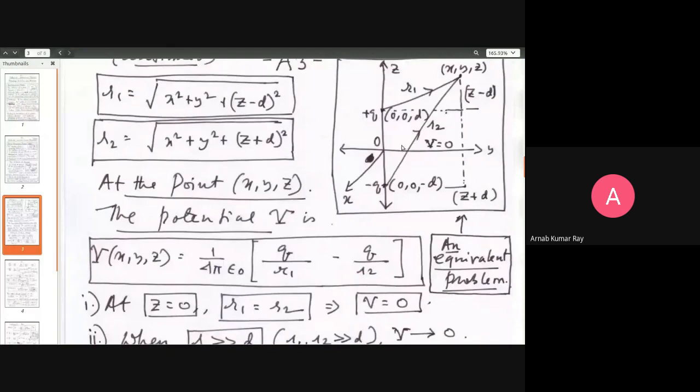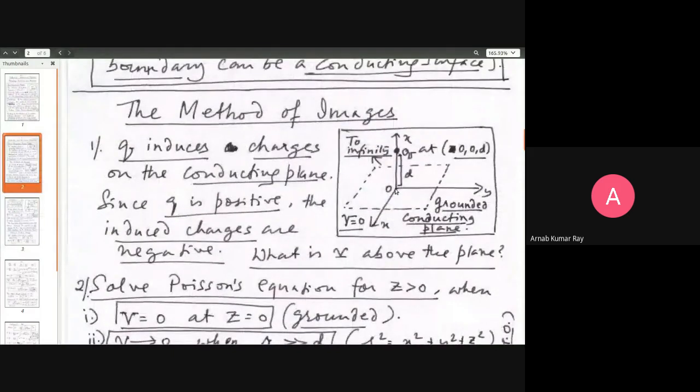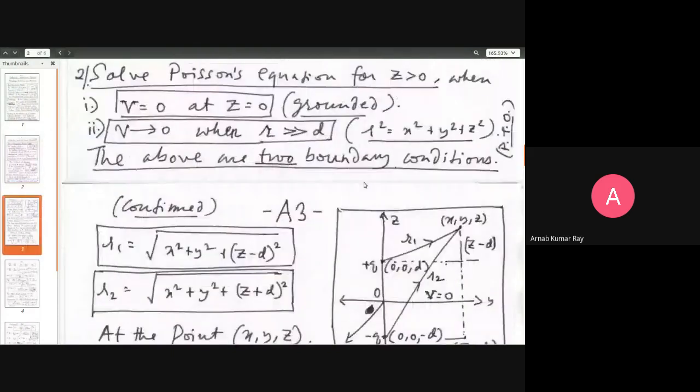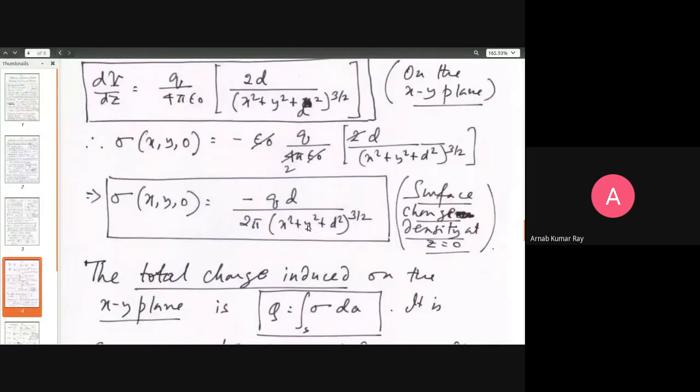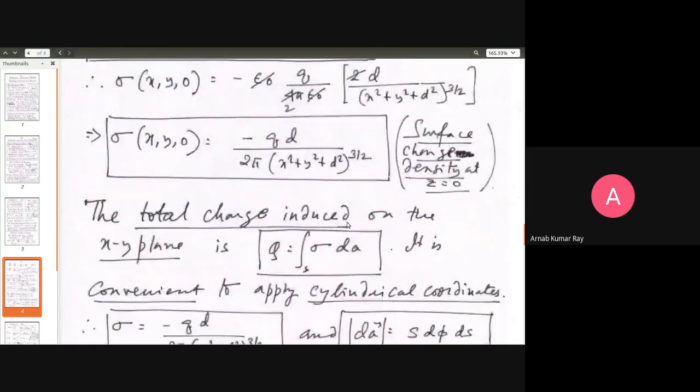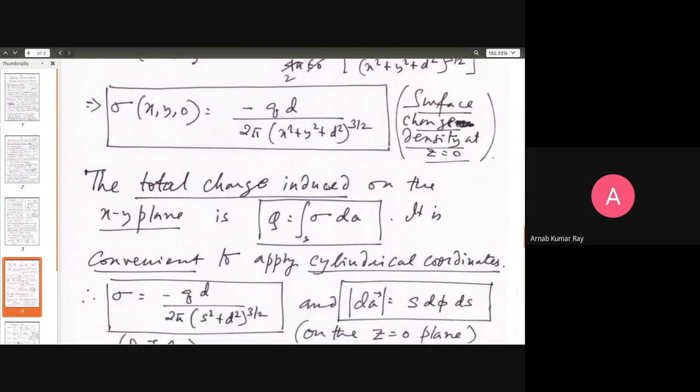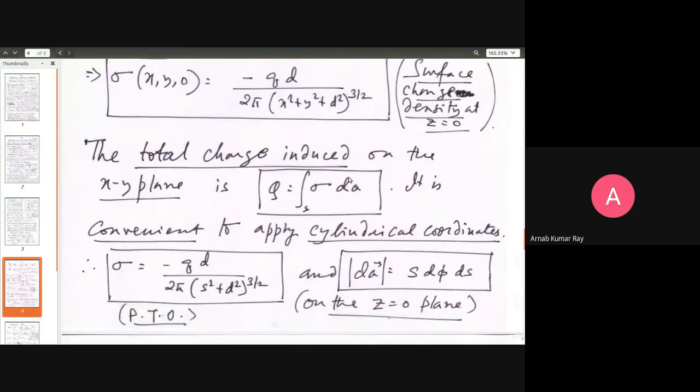At the origin, where x and y are 0, the surface charge density will be minus qd by 2 pi d cubed. Therefore, minus q by 2 pi d squared. That will be the surface charge there. So it will be highest just vertically below the point charge plus q. Okay, so we'll just work on this last part.